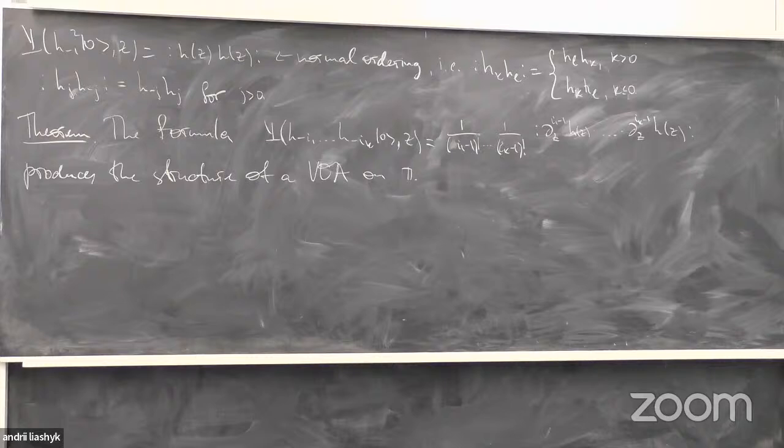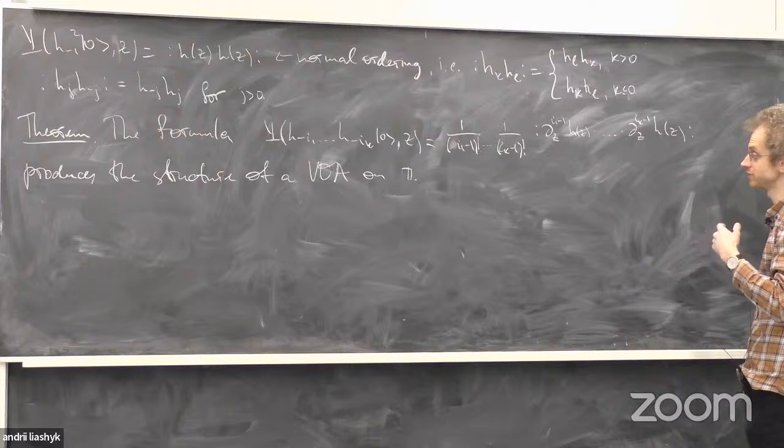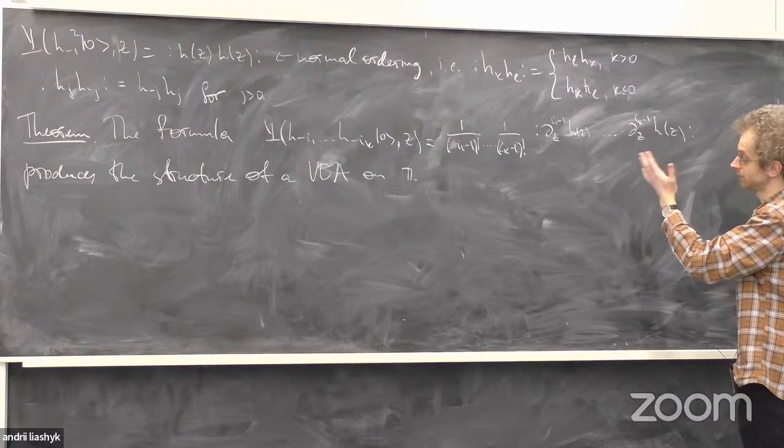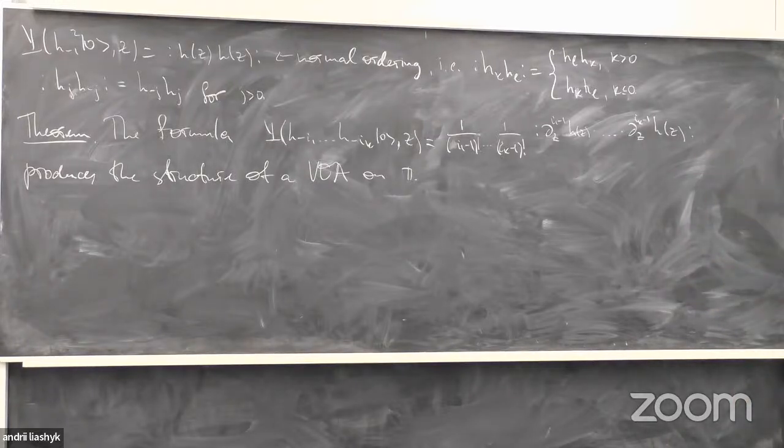So we have several fields here. All fields are derivatives of the initial field h of z, and then we take the product, but then the normal ordering is easy.